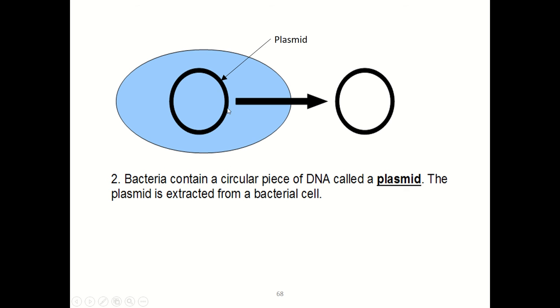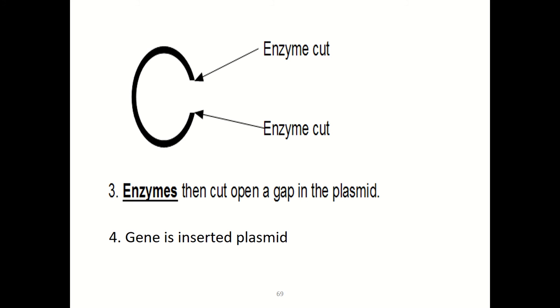A bacteria cell is then taken. The plasmid is removed from it, which we should remember is a ring of DNA, and it's removed from the bacteria cell and prepared so that it can be changed. Now, it is cut open with the same enzymes that cut out the human insulin gene from the human DNA. And that gene is then inserted into this little gap here.